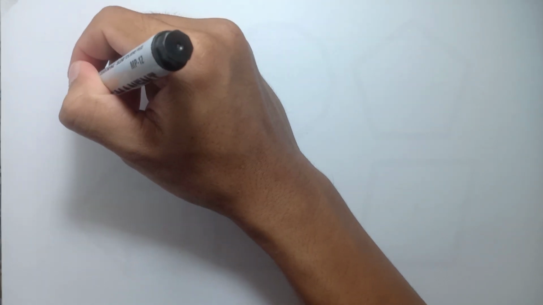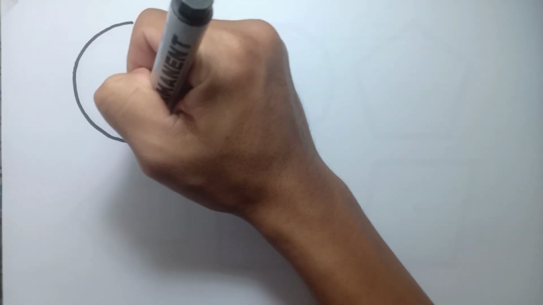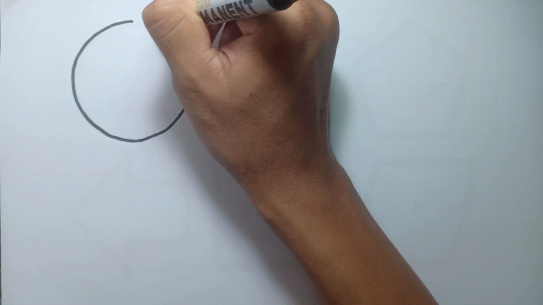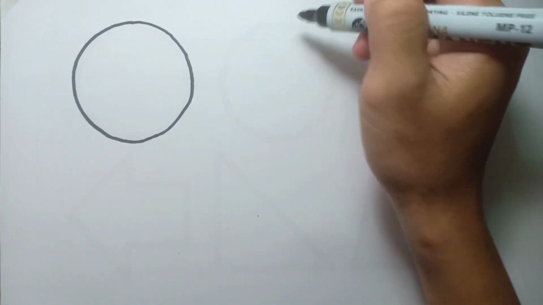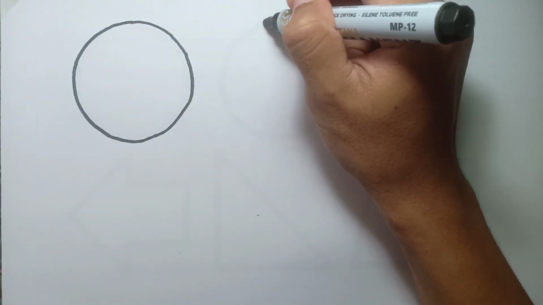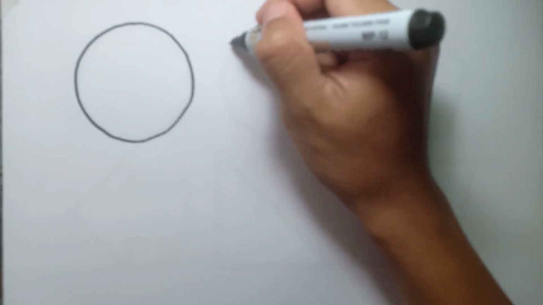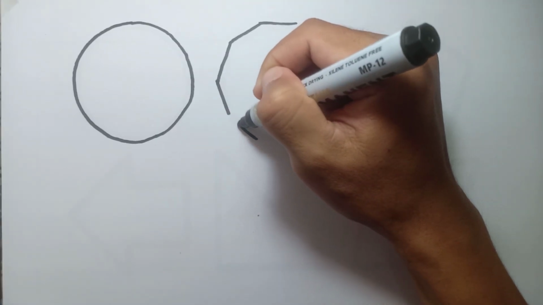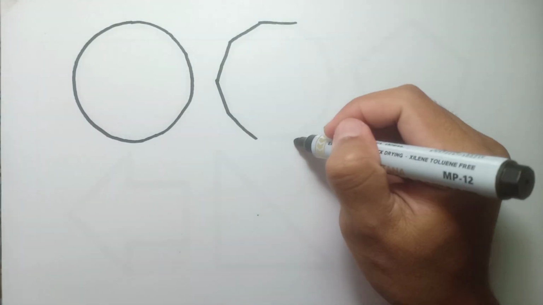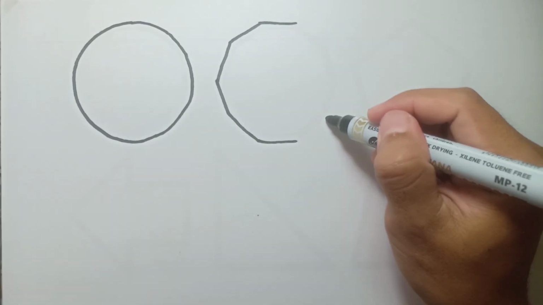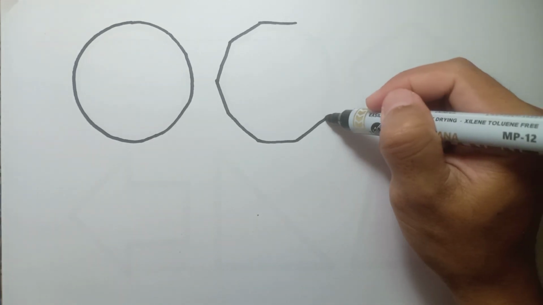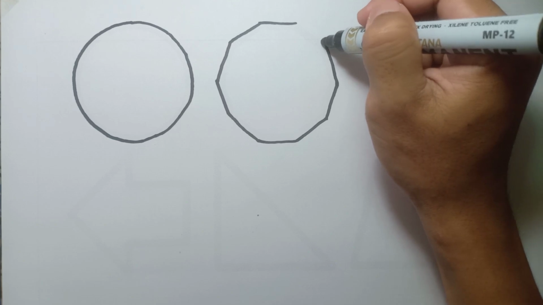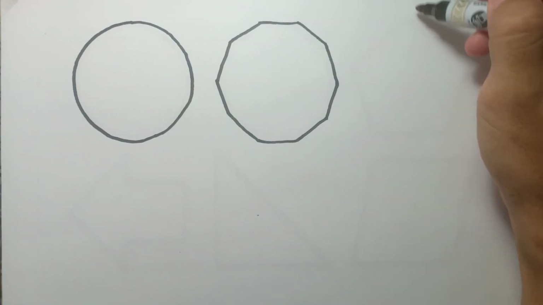Okay, let's draw some shapes. Here we go. This is a circle. This is a circle. This is a circle, and this is a decagon. This is a decagon.